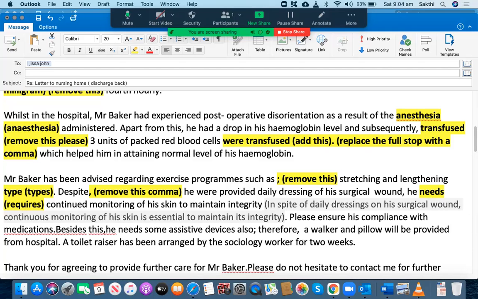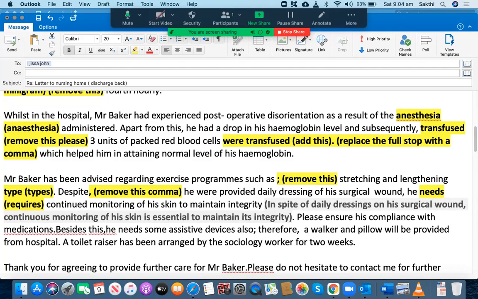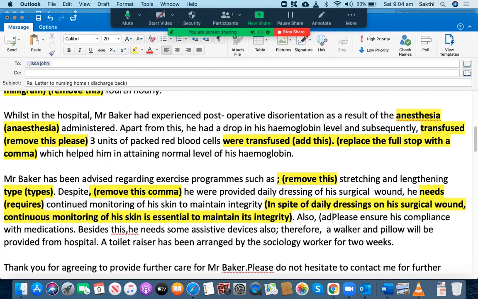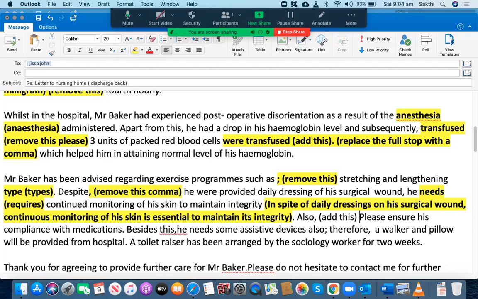Okay, this could have been written down. All right, it is always important to use a range of sentence structures such as simple, complex, and compound, and please ensure his compliance with the medications besides this. Okay, so she could have added a connecting phrase that is also or in addition. Do you know what I mean? So it is always better to use a range of connecting phrases in your letter. That could have been done.